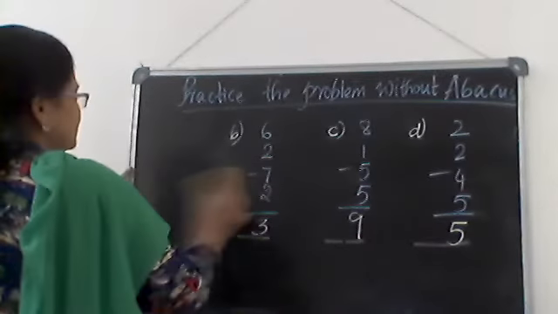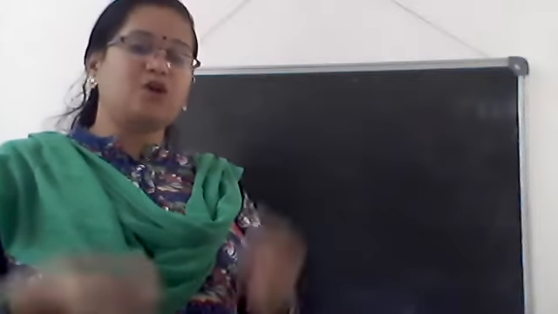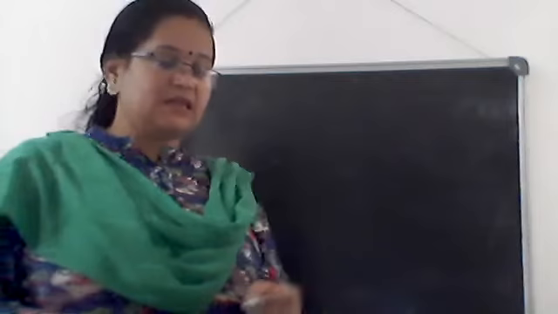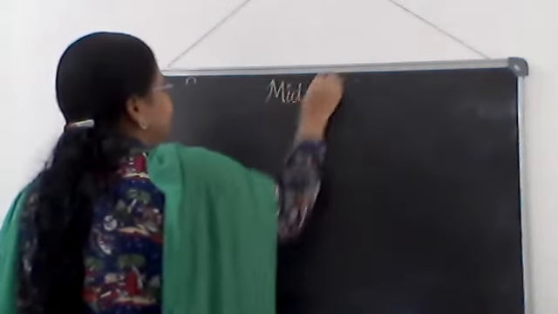Let me go ahead with the third part of today's session. The third part of today's session is an activity. For this activity, I have taken 2 different chalk pieces. You can take 2 different color pens or 2 different color pencils. This activity is called midbrain activity.